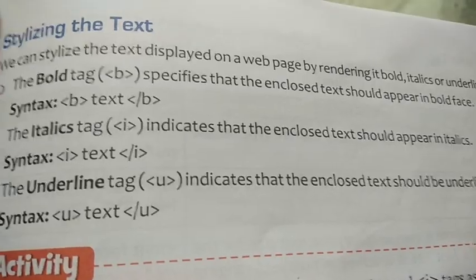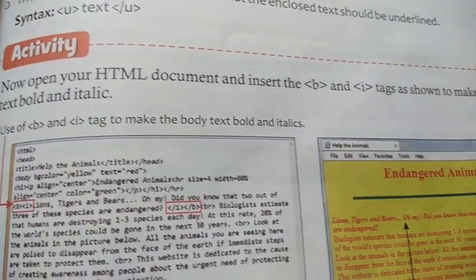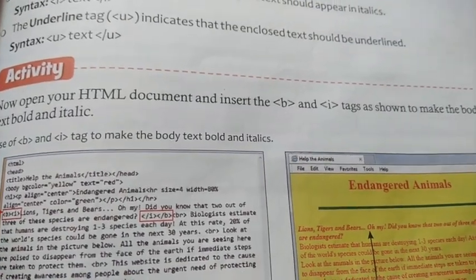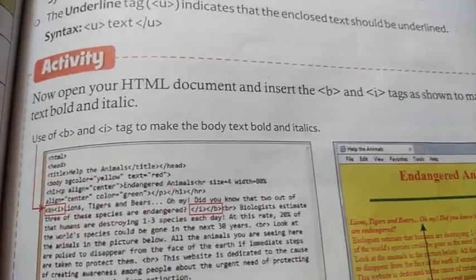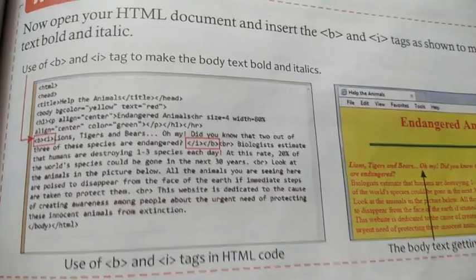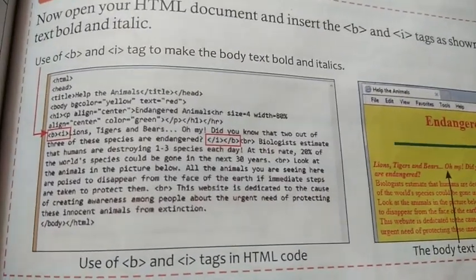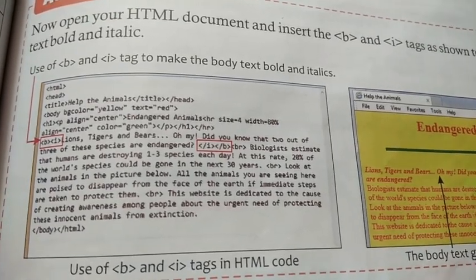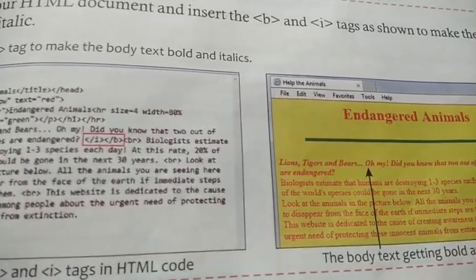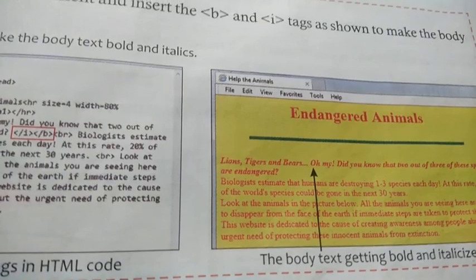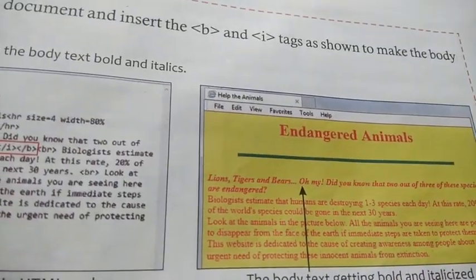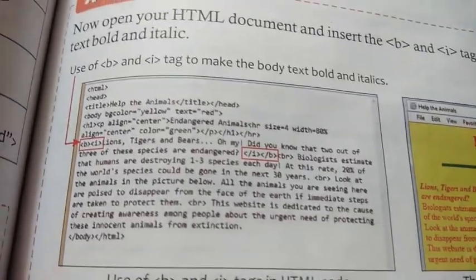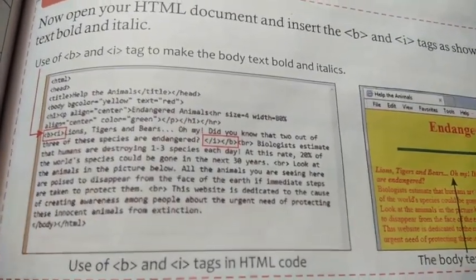Okay, students. Then next is activity. Students, now open your HTML document and insert the B tag and I italic tags as shown, to make the body text bold and italic, same as it is. Page number 89. Write the code with the help of a notepad, and after implementing, you can see in the converted web browser the body getting bold and italicized. So stylish text. Okay. So students, practice at your home, the same HTML code.